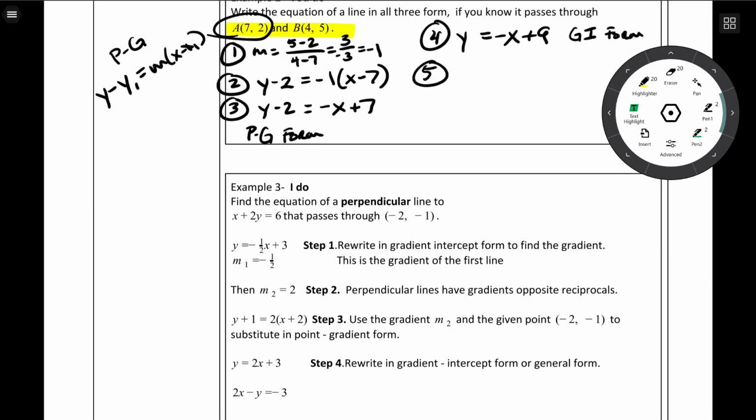So this is really easy. All we have to do is move this negative x guy over here. We need to move that to the left side. We do that by adding x to both sides. Leaves us with this, and this is now general form.